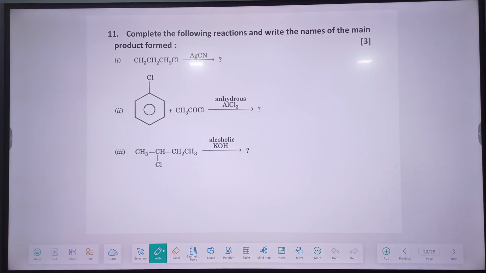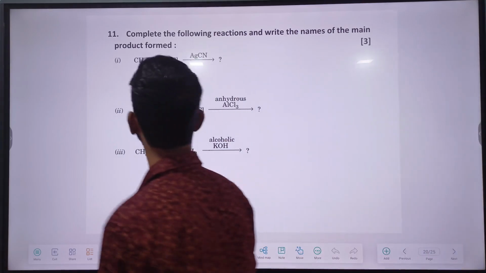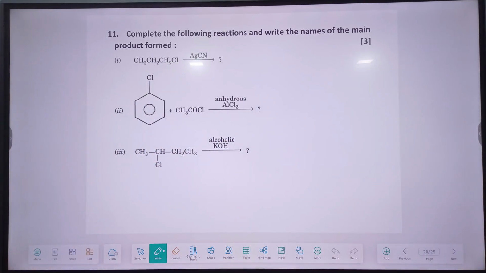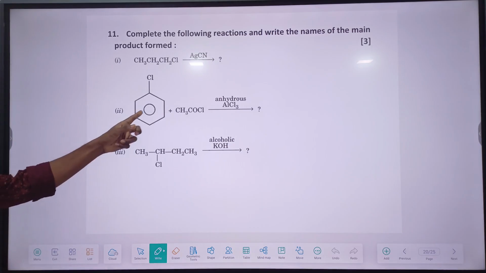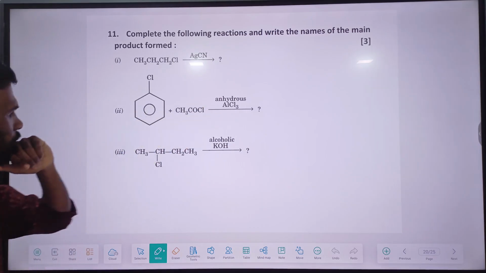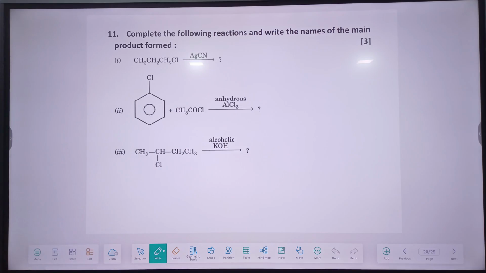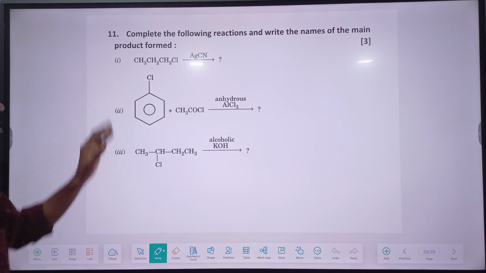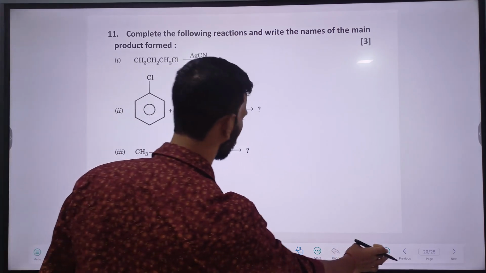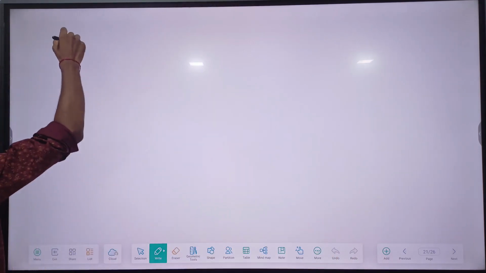Complete the following reaction and write the names of the major product formed. This reaction we have done just now, with CH3COCl and alcoholic KOH. So the first reaction is this.